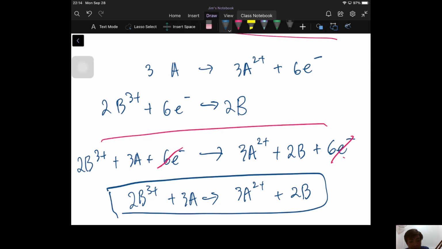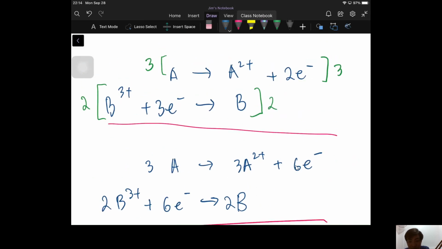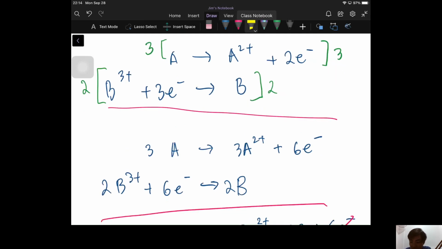Again, keep in mind that the electrons should totally cancel out. No? So pag may natira dyan, mali yun. Ano kailangan gawin? Kunin ang greatest common factor. Then i-multiply yung equations to make the number of electrons equal, such as in our case here. No? So yun lang.